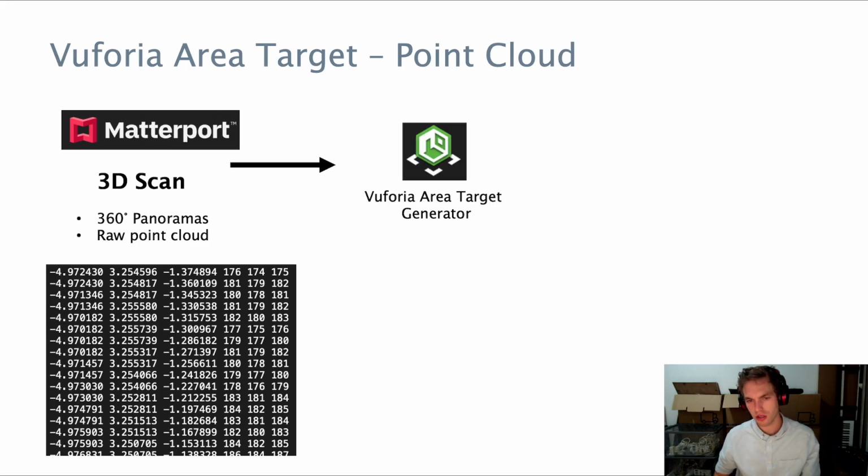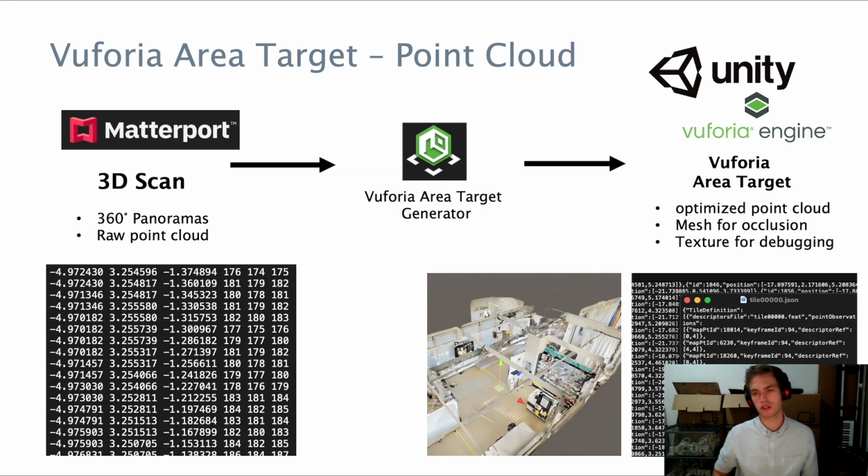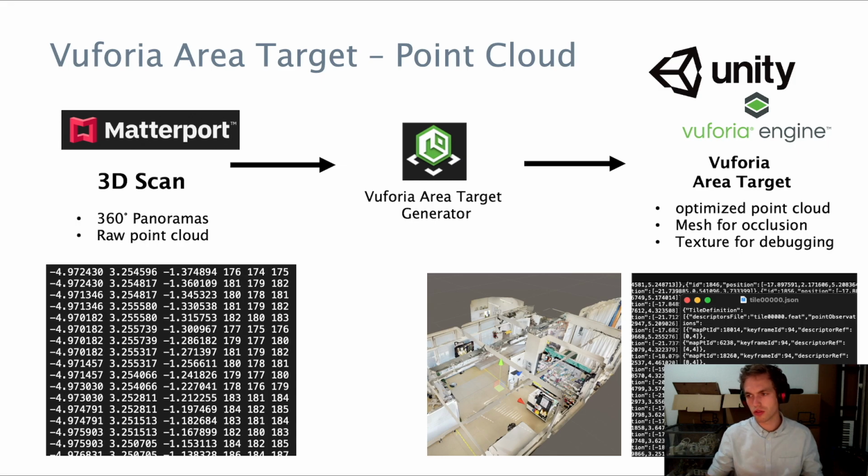Then with the Vuforia Area Target Generator, which is a desktop app, you create a Vuforia Area Target, and this is an optimized point cloud, so it's reduced to the points in the environment that are necessary or useful for identifying the position of the camera. Because, for example, a whole wall is not very useful, but especially the edges and maybe texture on the wall, pictures, etc. So it reduces the size of the point cloud to the useful points for the localization.